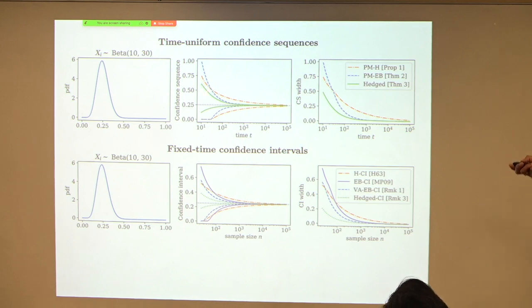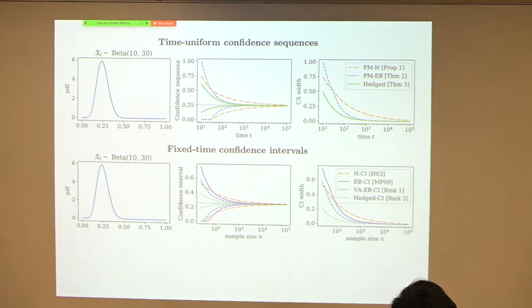Anything to notice? First, you can see it's an asymmetric confidence sequence. Secondly, let's look at the confidence interval for simplicity. I'm comparing it to, let's say, the Hoeffding confidence interval I presented to you and the empirical Bernstein confidence interval. It's much tighter than both of them.